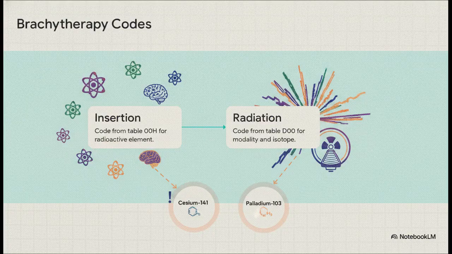Here's how it works. If the radioactive element stays in the body permanently after the procedure, you're usually going to need 2 codes. Step 1 is grabbing a code from the insertion table, 00H, for actually placing the radioactive element. Step 2 is getting a code from the radiation therapy table, D00, to specify the modality and the isotope. But wait, there is a pretty notable exception. If the surgeon uses cesium-131 or palladium-103 collagen implants, you actually only need the code from table 00H. That's because those specific device values are only found in that table.